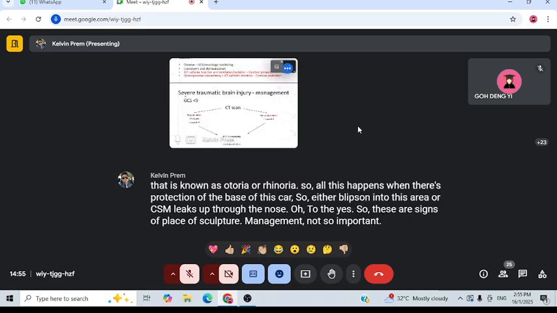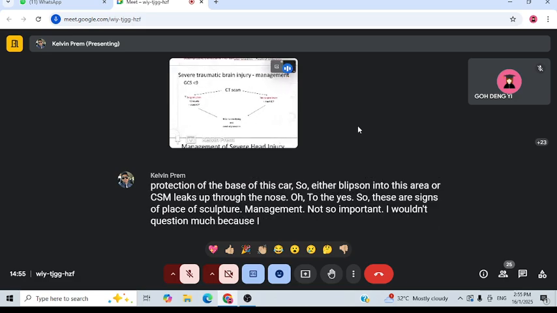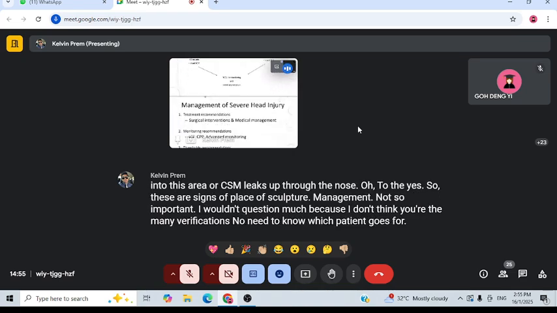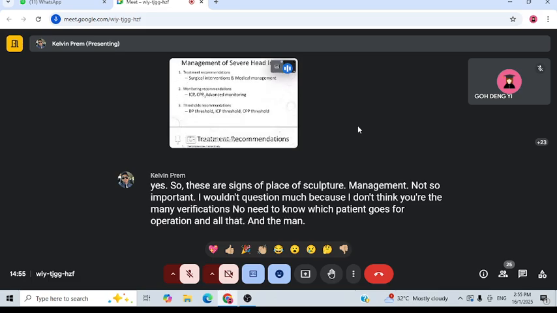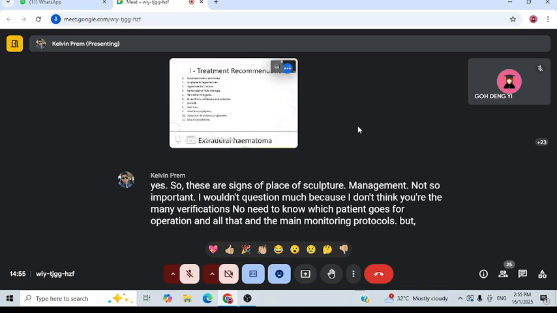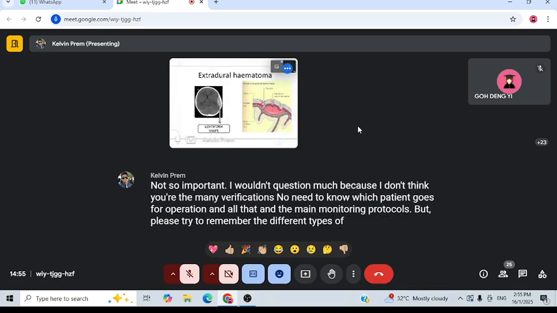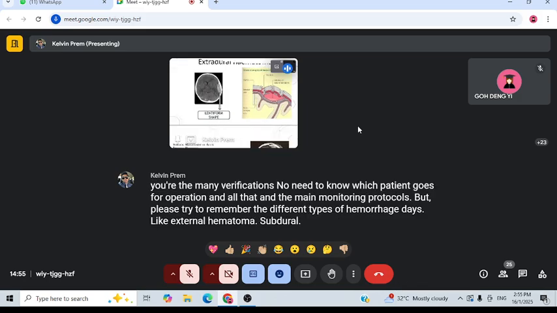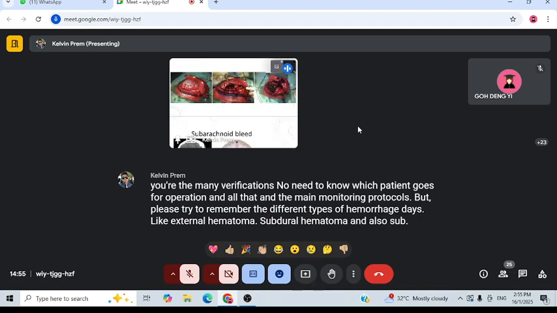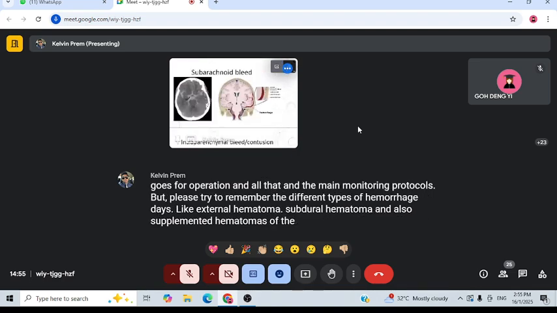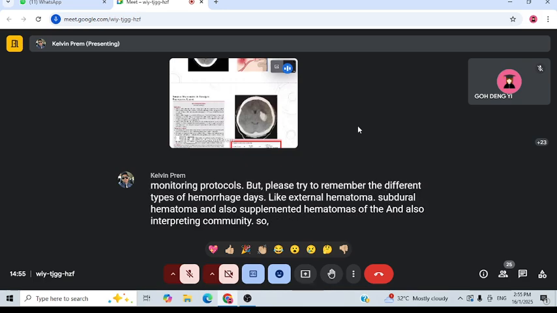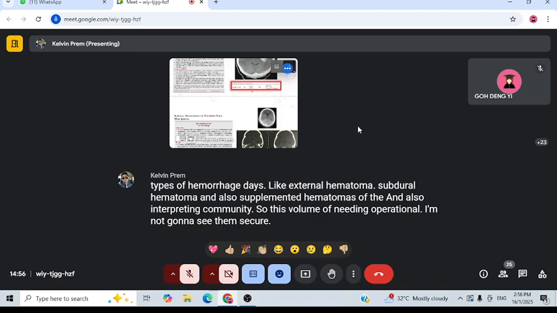Management is not so important. I wouldn't question much because I don't think you all will be managing any head injury patients. No need to know which patient goes for operation and all that, and the monitoring protocol. But please try to remember the different types of hemorrhage, like extradural hematoma, subdural hematoma, subarachnoid bleed, and also intraparenchymal bleed. The volume needing operation, I'm not going to ask in MCQ. I'm not going to ask in SAQ. Not very important.